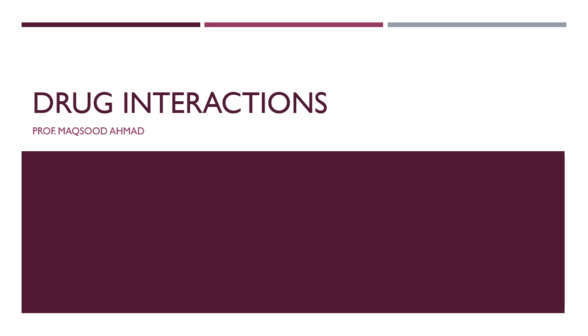So what is meant by drug interaction? If you are giving a drug and then you add some other drug to it, or more than one, the effect of the first drug is altered. It may come down or it may go up, or there may even be neutralization. So whenever two or more drugs are given together, the overall effect may alter, it will change.